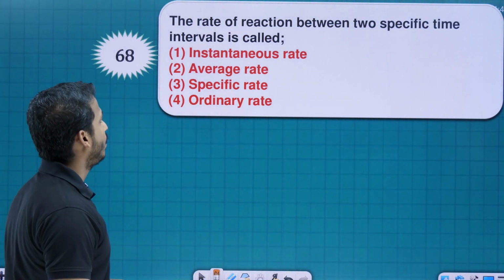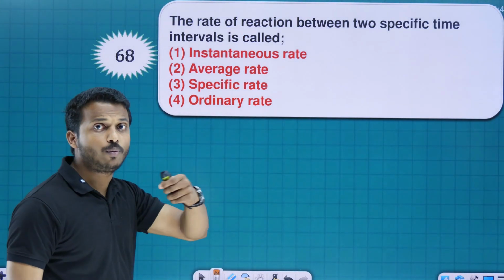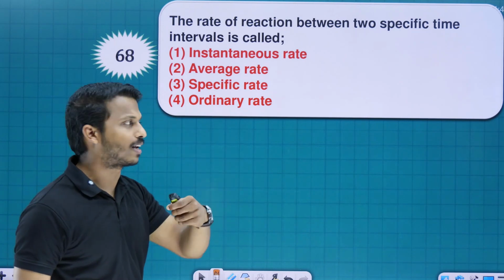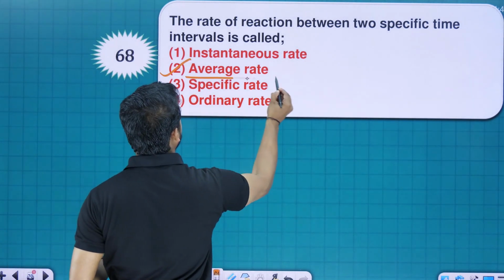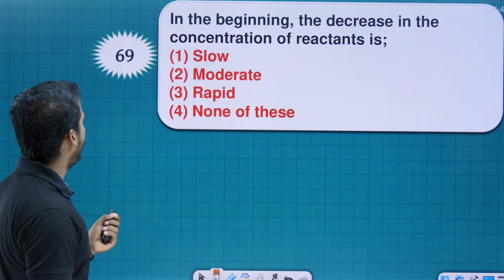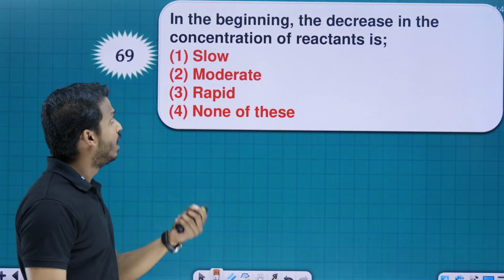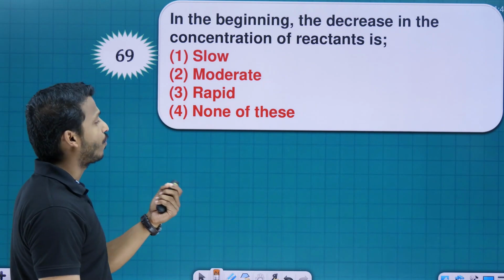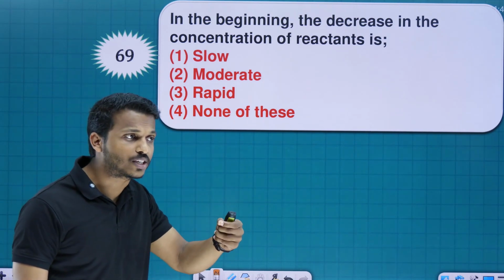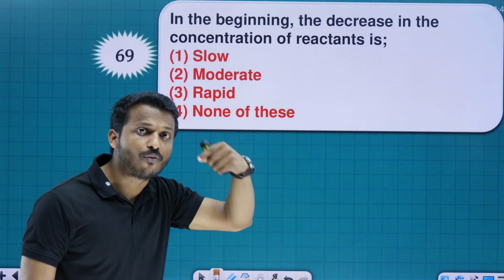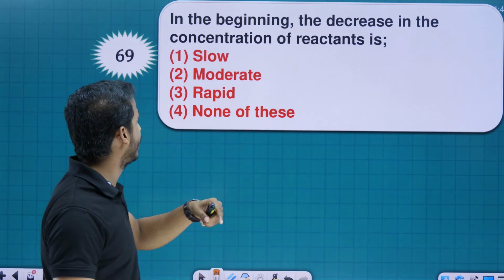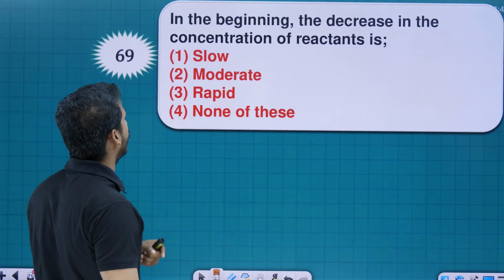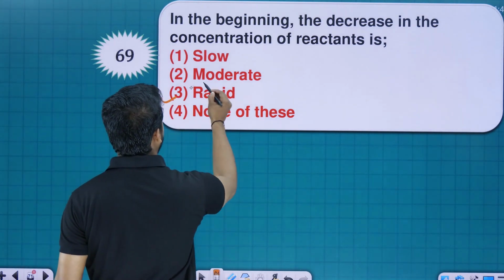The rate of reaction between two specific time intervals. If you calculate the rate between two time intervals, then it is called what? Average rate. In the starting of a reaction, the reactant will be consumed faster. Means the decrease in concentration of reactant in the beginning will be rapid.